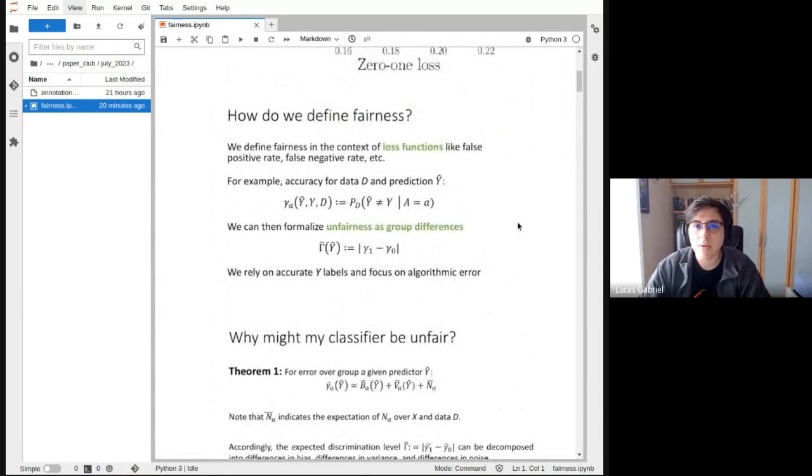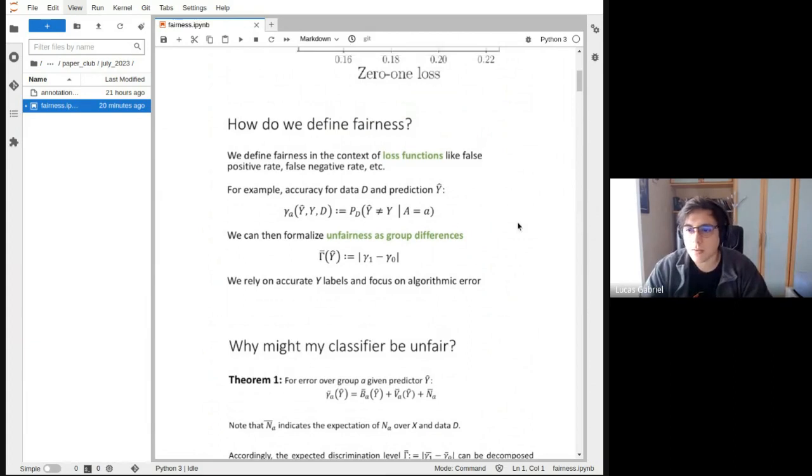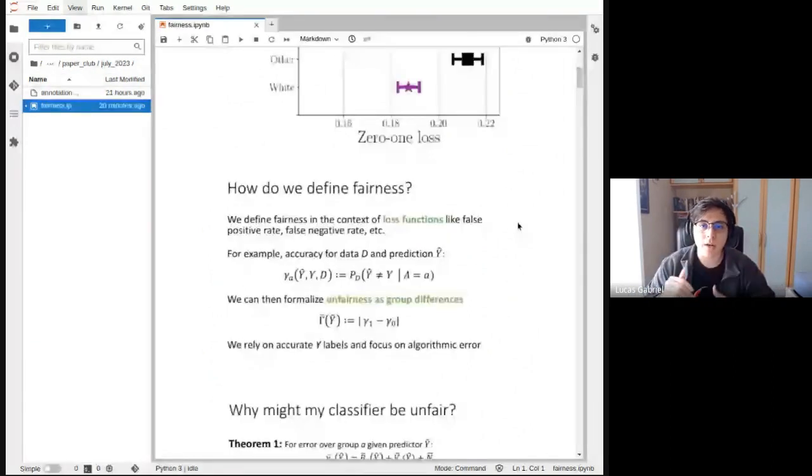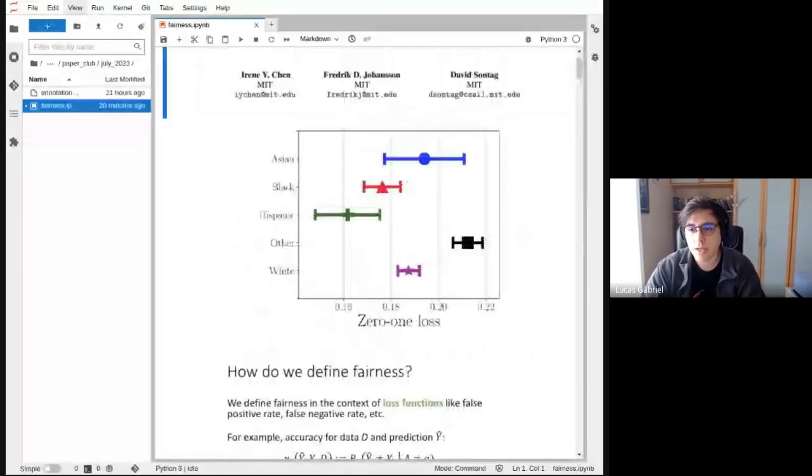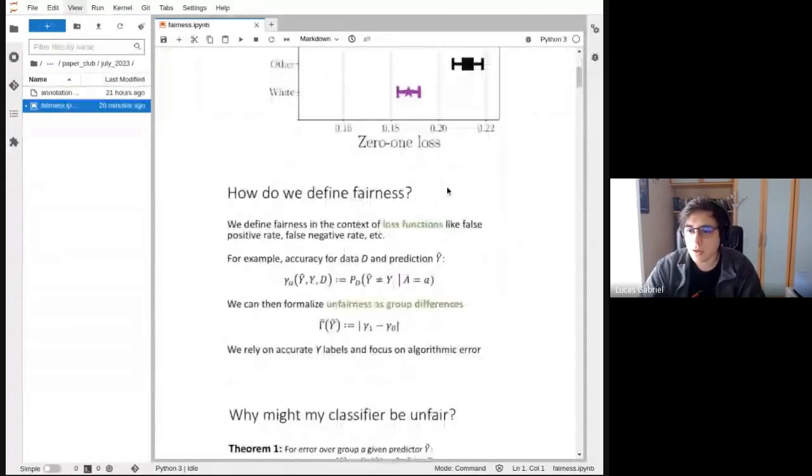It is to show that we can break down how our model is making predictions into noise, bias, and variance, and then we may tackle it depending on the levels of those three metrics of the model among the categories that we have. In an example here, we may think about race, but any other category is welcome here.